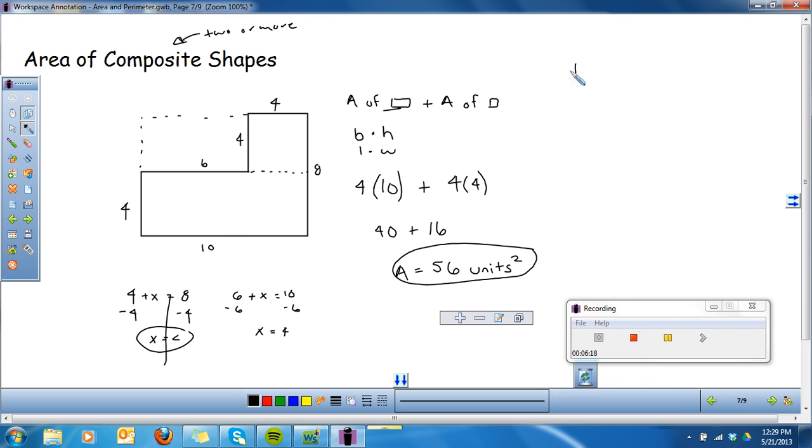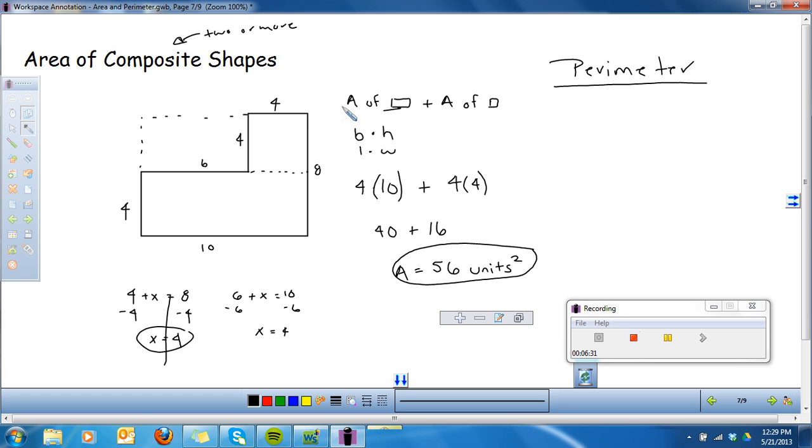All right, now let's talk about the perimeter, because we also want to calculate the perimeter. We talked about previously, the perimeter is just the length all the way around the outside. Now, we've already done the hard work. We were missing some sides, and we found them already. So we don't have to do any extra work for the perimeter. We just need to add up all the sides.